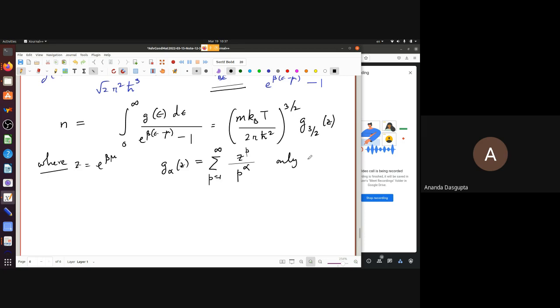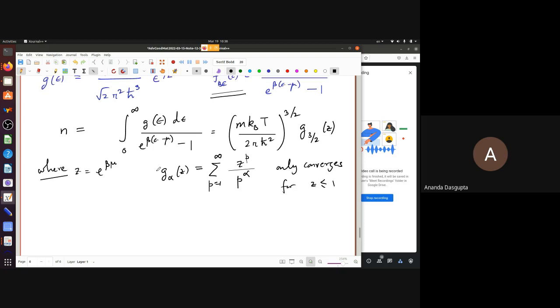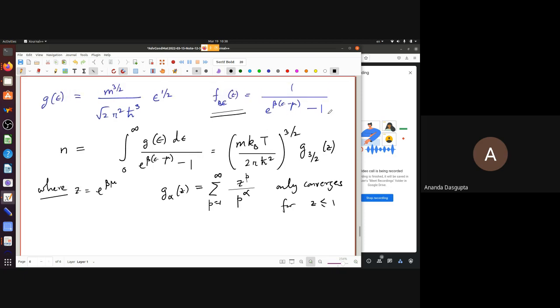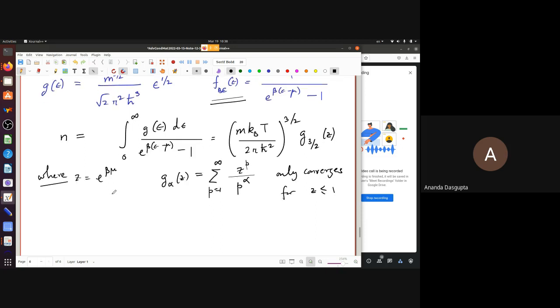By the way, this series, as it is defined, only converges for z less than or equal to 1. For z more than 1, this diverges. But we have already seen earlier that because this thing is the number of bosons in a given state, this can never be negative, which means mu has to be less than epsilon, and it has to be less than the least of the epsilons, which is 0. So mu has to be less than 0. So z, which is e to the beta mu, can only go right up to 1, but can never even reach 1, actually, strictly speaking.